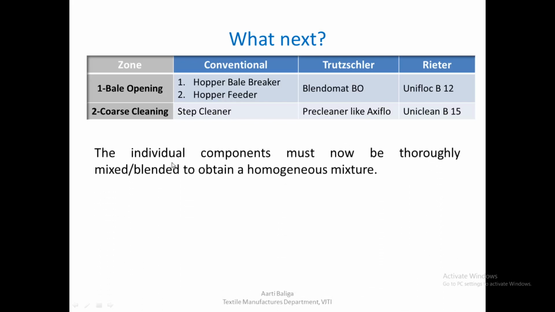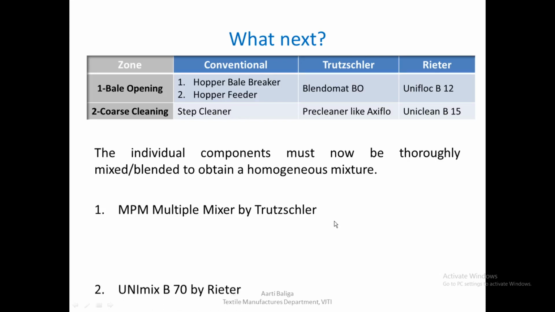So what next? Since the material has been opened and also cleaned to a large extent, now the stage has been reached where it can be thoroughly mixed or blended to obtain a homogeneous mixture. So under this, majorly we shall be looking at the machine by Trutzler, which is MPM Multimixer, and another machine offered by Reater, which is Unimix B70. So with this small introduction to what is expected in the coming lectures, now we can end this lecture over here.